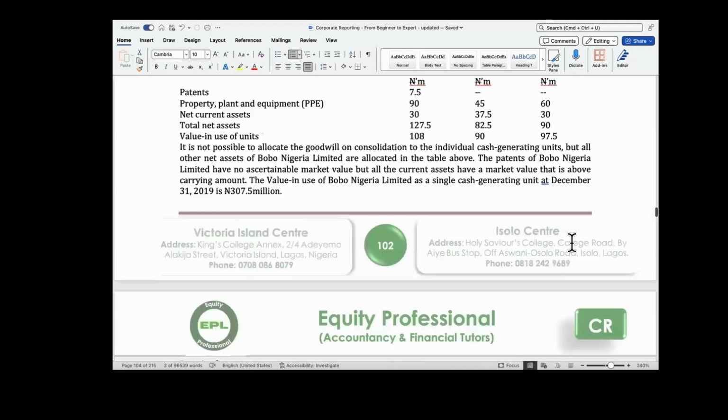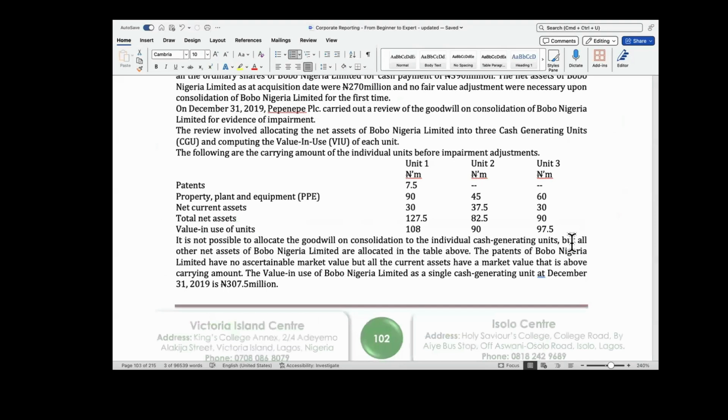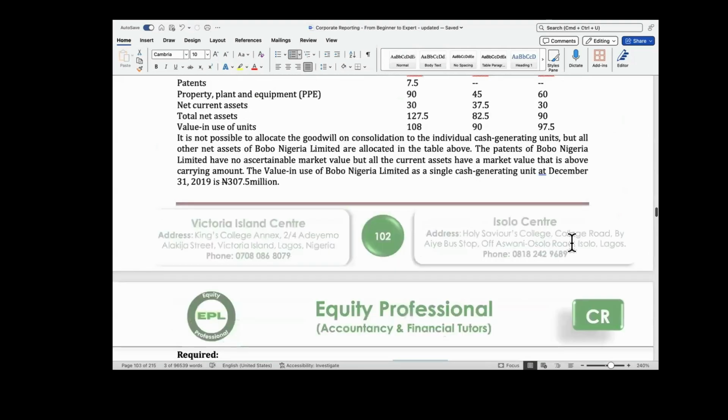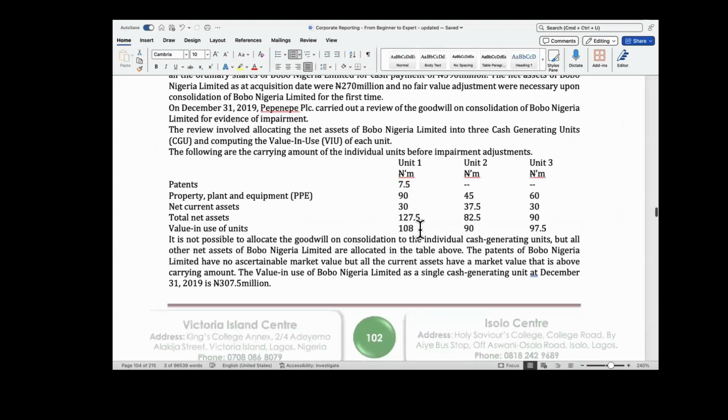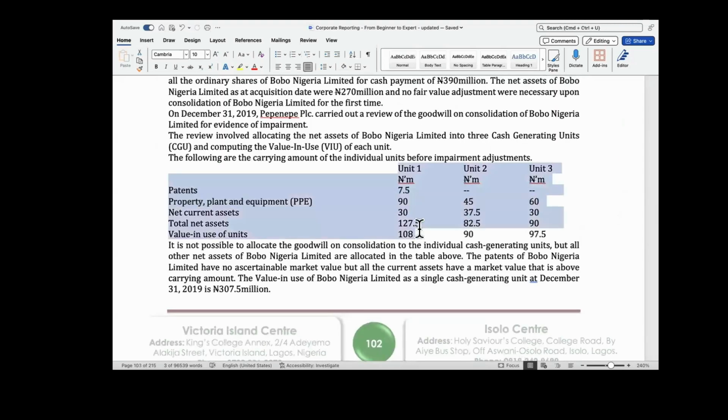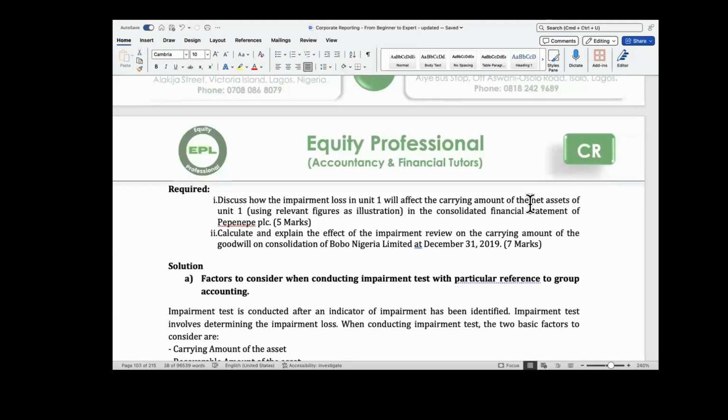Discuss. So I'm reading it again because all the question wants us to do is discuss, with relevant figures, how to determine the impairment loss in CGU 1. Discuss how the impairment loss in Unit 1 will affect the carrying amount. So get the impairment loss and allocate it. They just want you to get the recoverable amount of Unit 1. That's how the impairment loss will affect it.